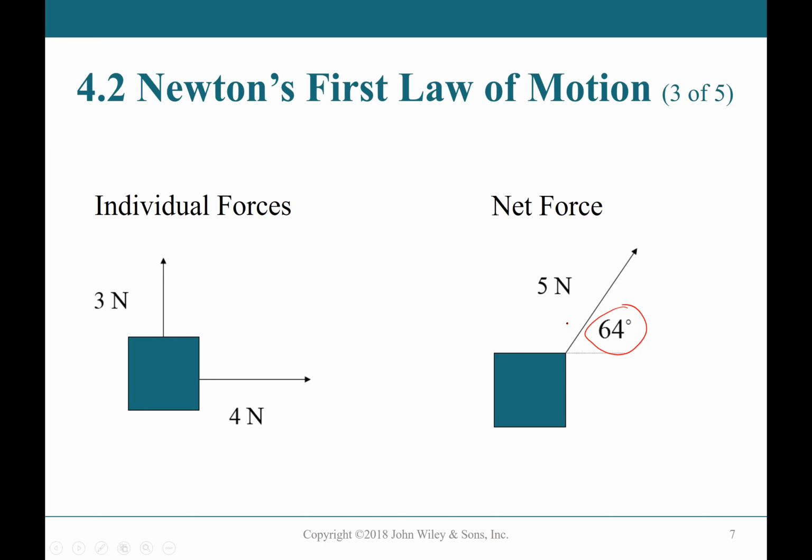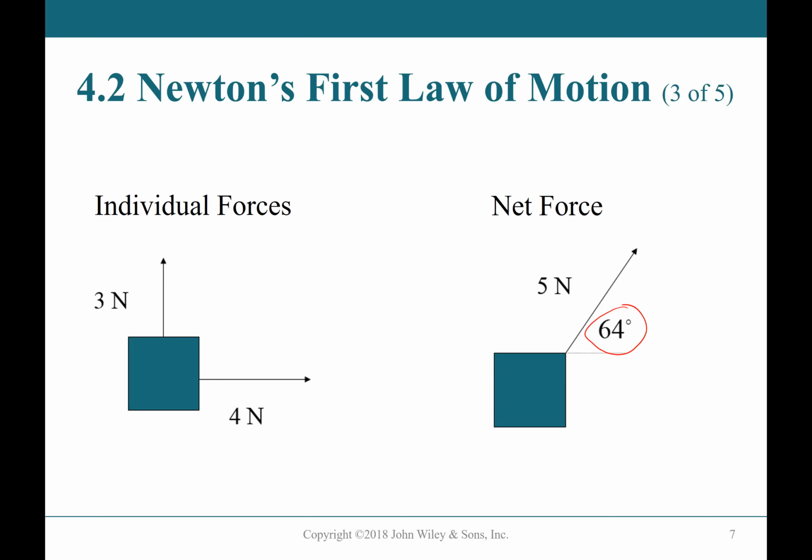Okay, very good, Keston. Because we know a 3, 4, 5 triangle has 2 angles. One measures 53.1, the other measures 36.9. So I'm not sure what they're supposed to represent, unless this is not the net force from these forces.